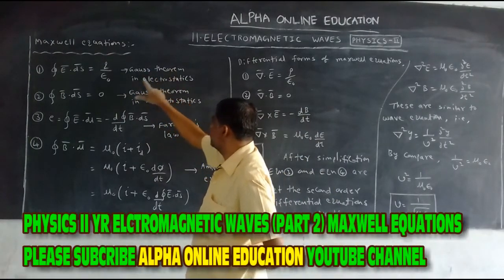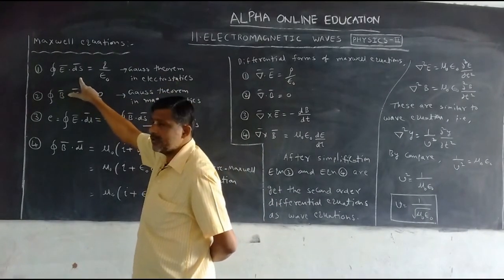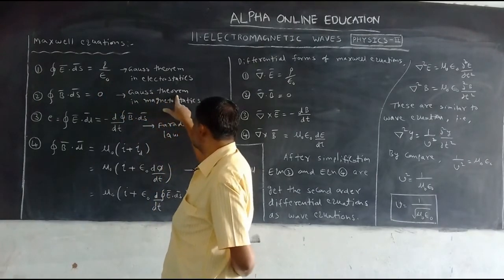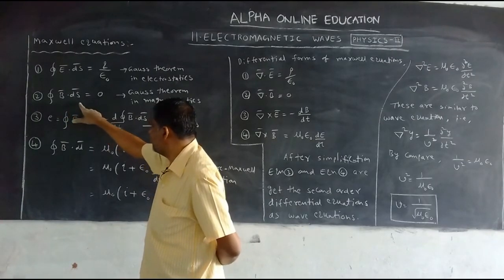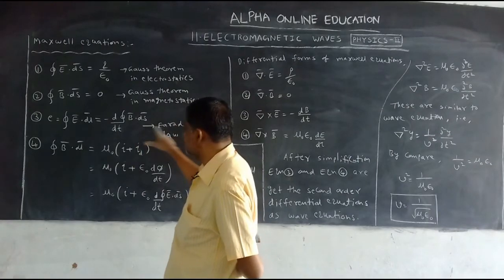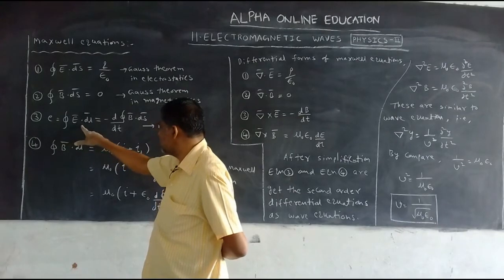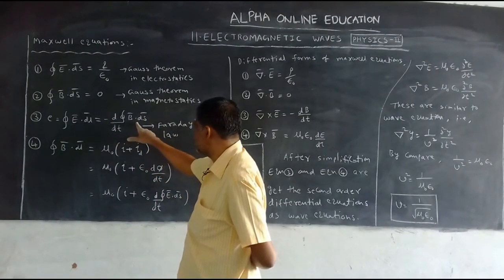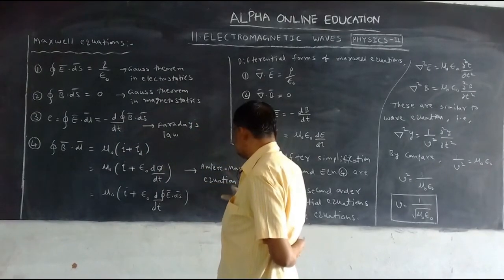Gauss theorem in electrostatics: closed integral of E bar dot dS is equal to Q by epsilon naught. Gauss theorem in magnetostatics: closed integral of B bar dot dS is equal to 0. Faraday's law: closed integral of E bar dot dl is equal to minus d by dt of closed integral B bar dot dS, and Ampere's Maxwell equation.